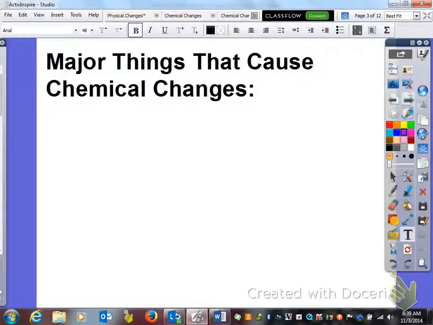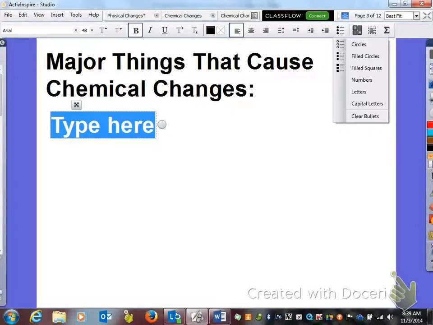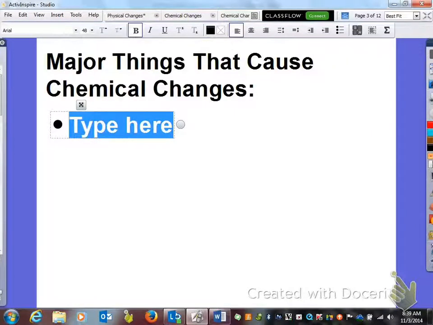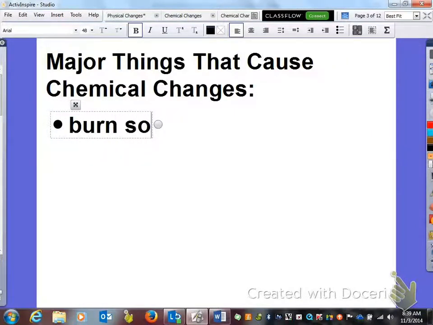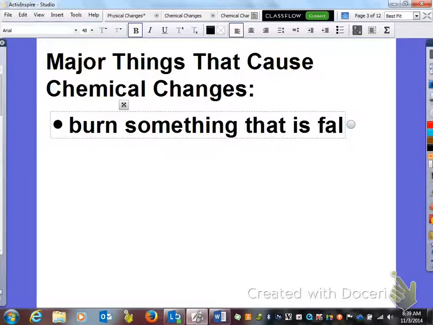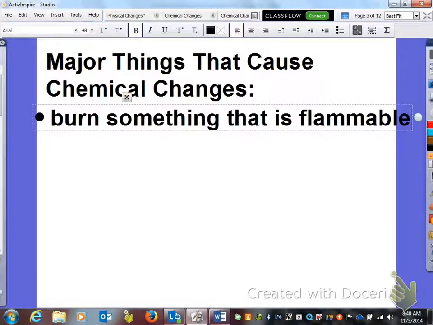Some major things cause chemical changes, and I think it's important that we know that things we do can cause chemical changes. If we burn something that is flammable, it's getting winter, I don't know if any of y'all have wood stoves, but if you burn wood, or natural gas or propane or something of that sort, there's actually a chemical change going on there.